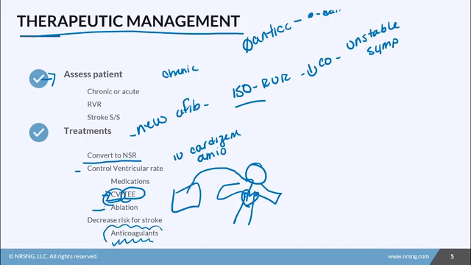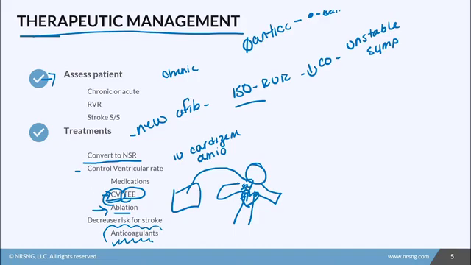Now with ablation, so if somebody has had a couple cardioversions and they're still in AFib, we can do an ablation. And make sure that you guys check out the A-flutter ablation lesson, because I talk about that in more detail. But just in simple terms, ablation will burn the cells that are causing the additional conduction, the additional stimulus. So only the SA node initiates it, and the patient will hopefully be in normal sinus rhythm.